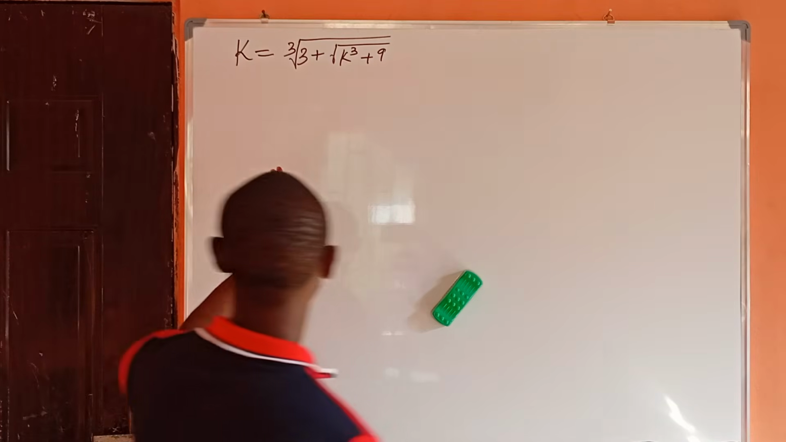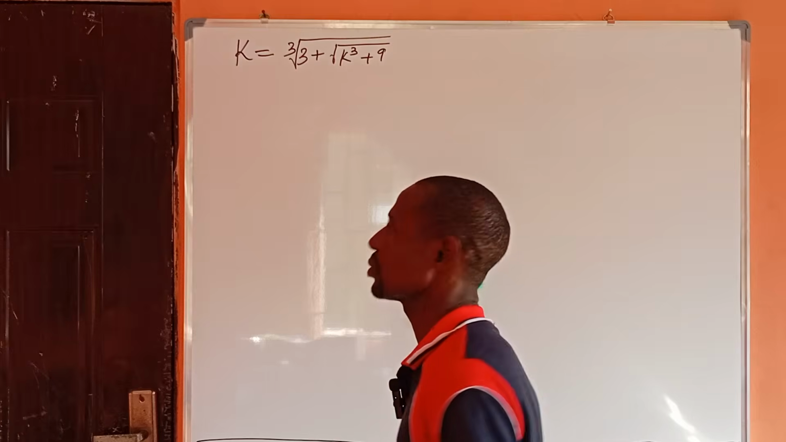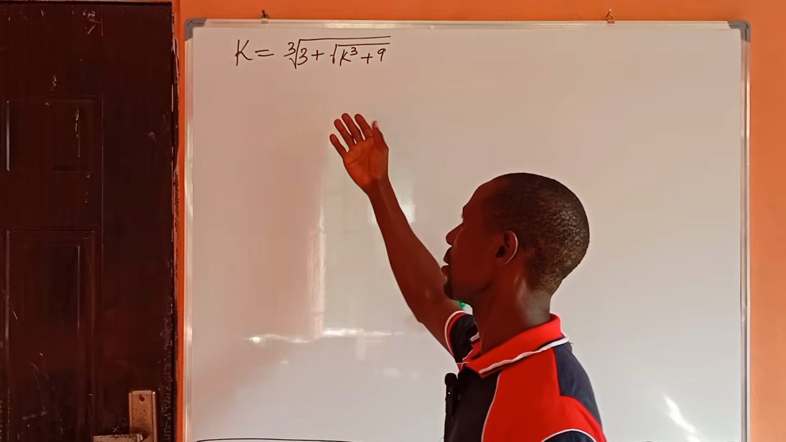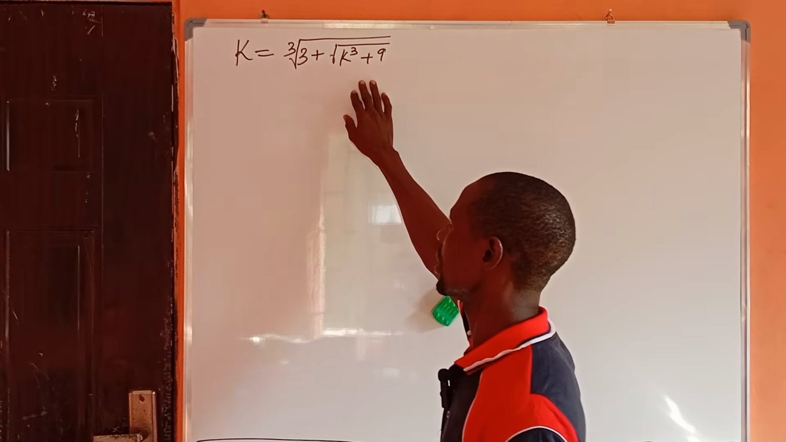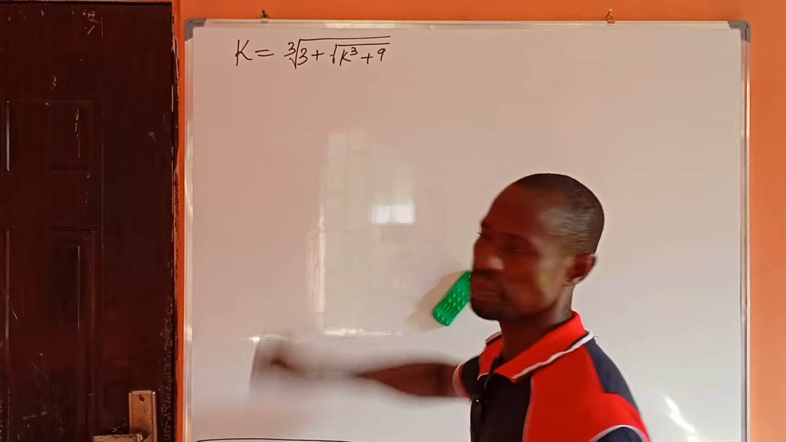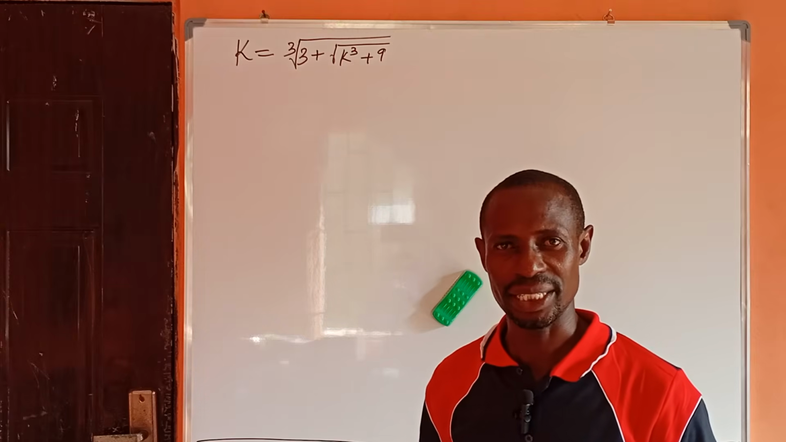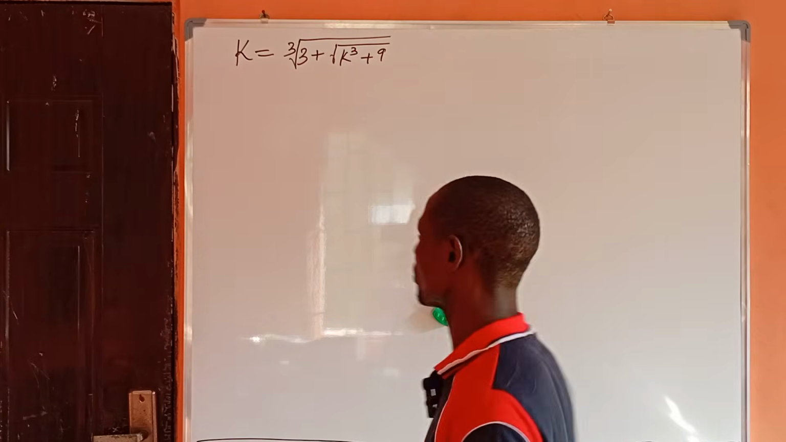Today we have this challenge here. The question is k equals the cube root of 3 plus the square root of k to the power of 3 plus 9. What is the value of k? That's what I asked to solve for here.